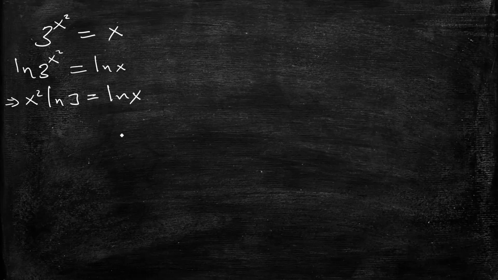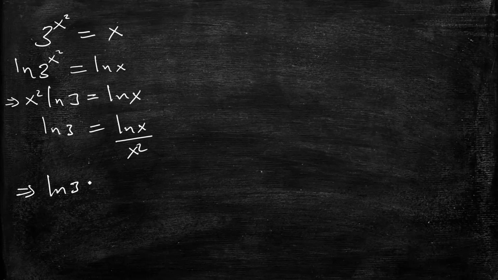Now we are heading towards the application of the Lambert W function. Okay, we are going to apply the Lambert W function. So let's group the x on one side. I'll divide both sides by x squared. So my next step will be this over x squared.